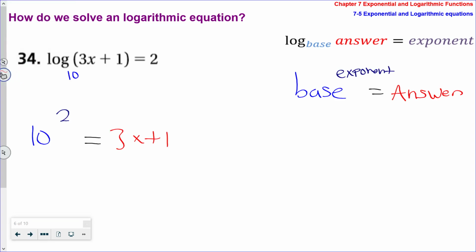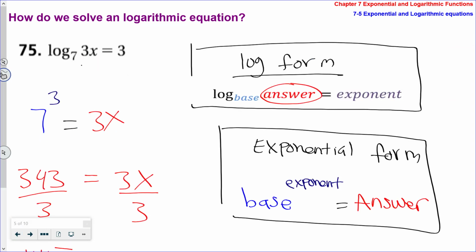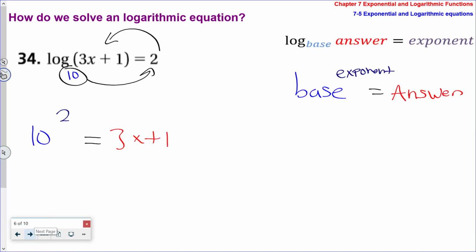Another way you could think about it when you go from logarithmic form to exponential form, you always start at the base, then you go around the equal sign. So this is going to be 10 raised to the second power, go back around, equals 3x plus 1. Same thing here. You can start at the base, 7, go around, 7 raised to the third, come back around, equals 3x. So it's always going to go in this circular motion to go from logarithmic form to exponential form.